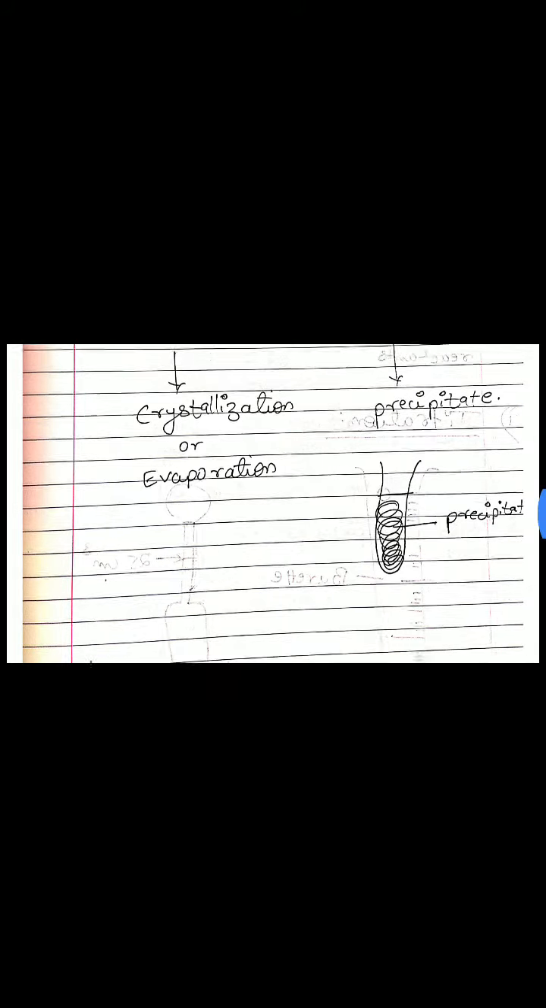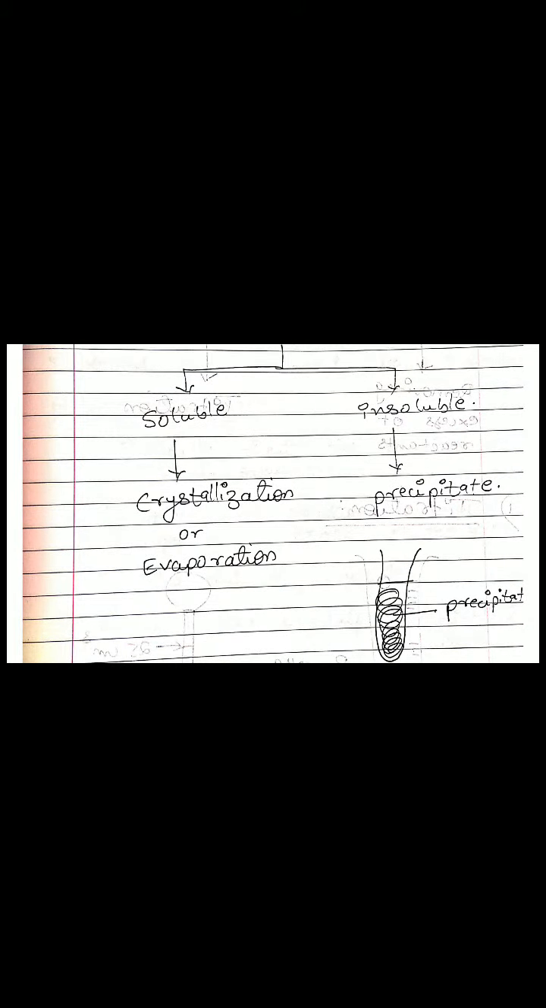The difference between crystallization and evaporation. You will be getting crystals in both cases, but in crystallization you are heating it, and in evaporation you are putting it in the sun, or just leaving it in the open atmosphere, so that from the surface the water keeps evaporating, and finally all the water evaporates. So evaporation is going to take a lot of time, whereas in crystallization you are using a Bunsen burner, you are heating it.